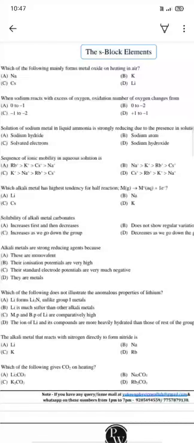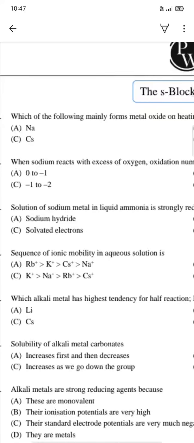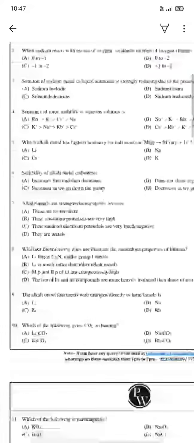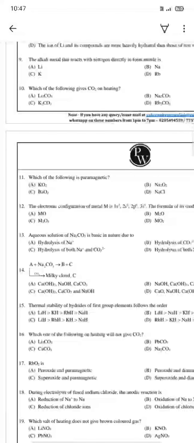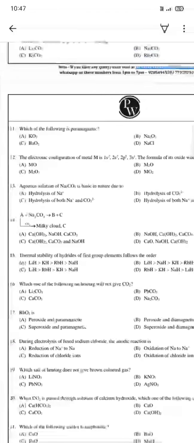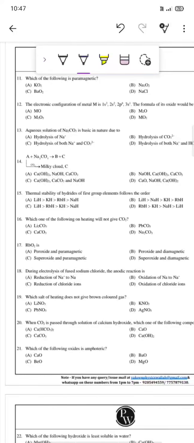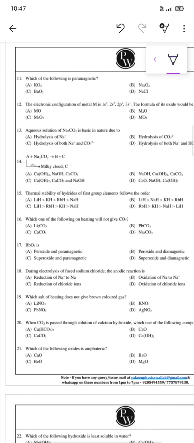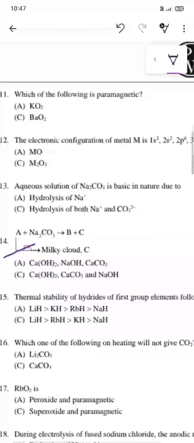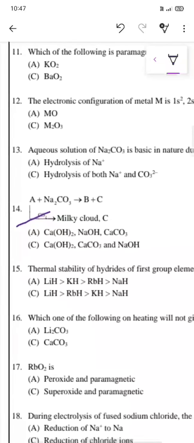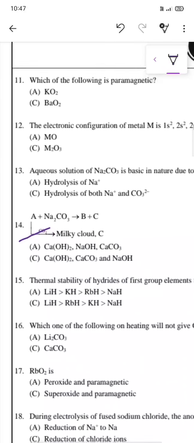I have done most of the questions. I have done till question number 13. Now I will do from question number 14. And I open my notes and answers also. As in the previous video I said, I opened it now.